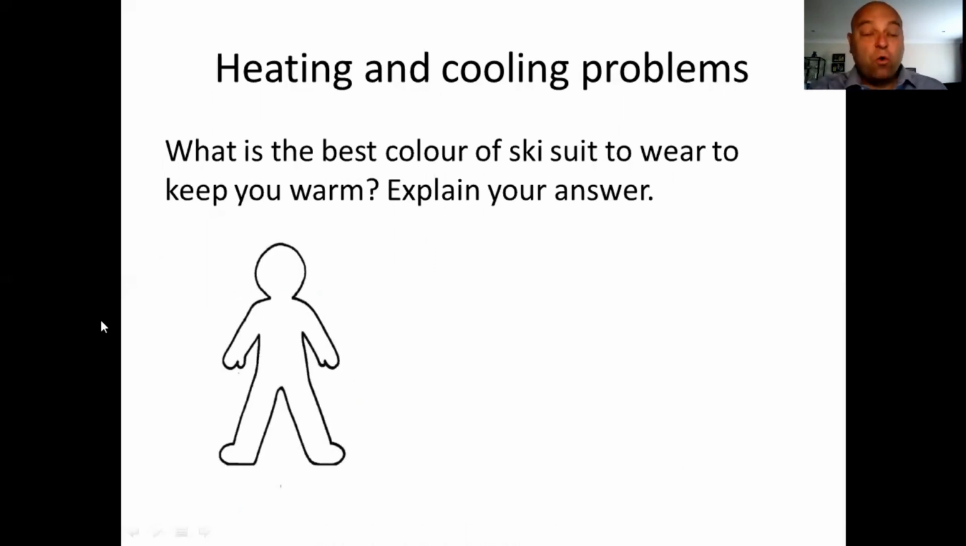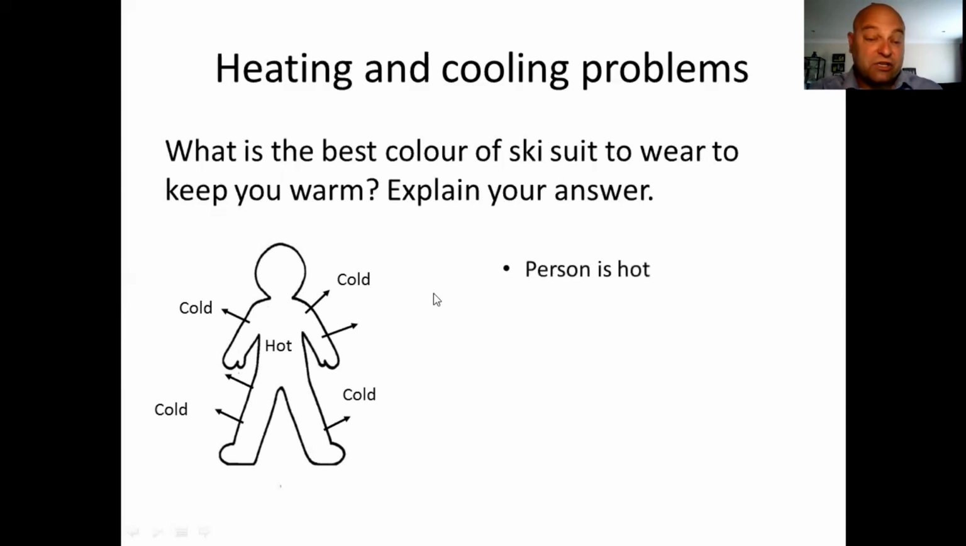So there's our person wearing a ski suit. You need to identify which is the hot part and which is the cold part. Well, if you're going skiing, then you are going to be the hot object and the surroundings with all the snow is going to be cold. What happens is heat always goes from hot to cold. So let's draw some arrows to show the direction of the heat energy. And then it's quite simple.